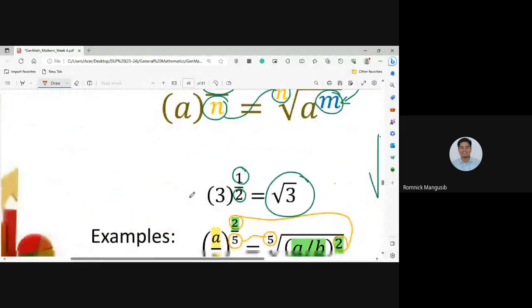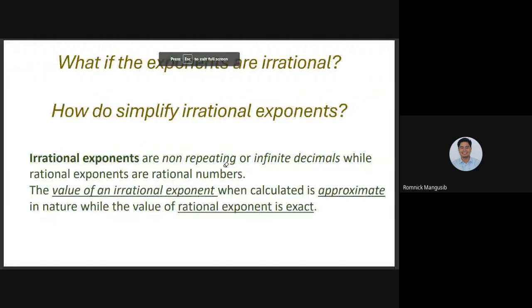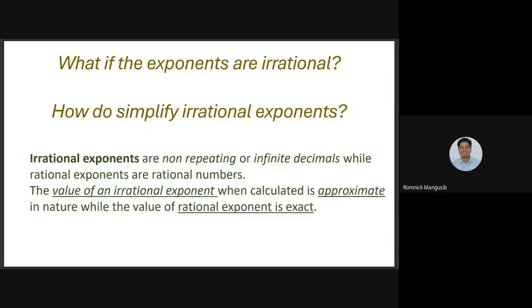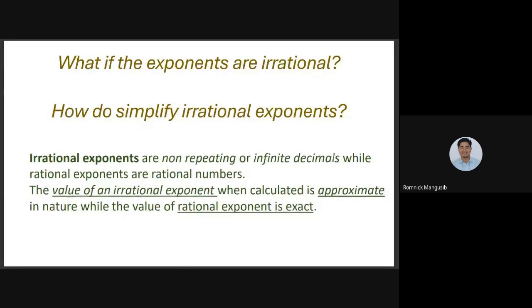Now, let's move. I have a question here. What if the exponents are irrational, sabi niya? How do we simplify irrational exponents? Ang irrational exponents, class, ito yung mga non-repeating or infinitesimals. Ito yung mga hindi mo kayang gawing decimal, hindi mo kayang gawing fraction sa madaling salita. Lahat ng pwedeng maging fraction ay rational sila. Rational. Okay? So pag sinabi mong irrational, hindi yan magiging fraction. This is how.